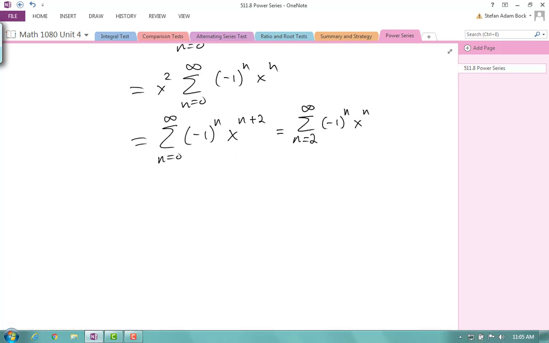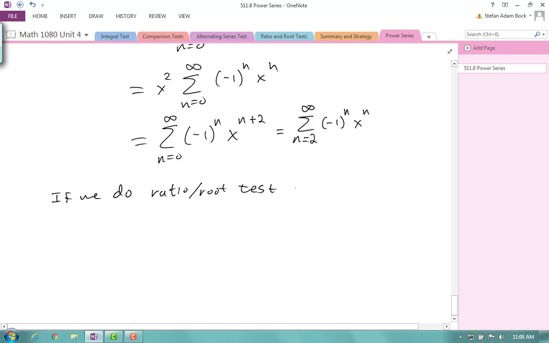But whenever I find a power series representation, I should be aware of what the interval of convergence is, because this function will only be equal to the power series on its interval of convergence. So I'll go ahead and kind of skip it a bit. If we do the ratio test, actually if you do either, we will find that the radius of convergence is 1.